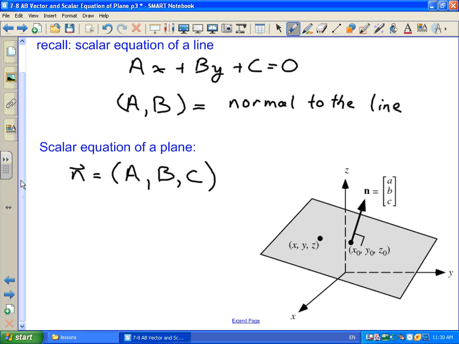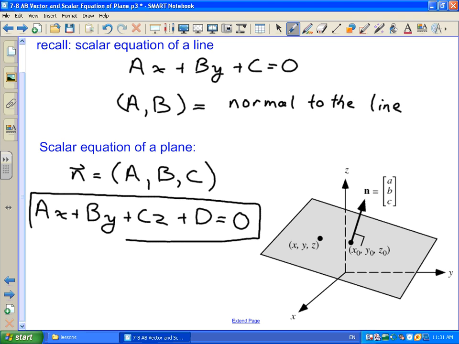The scalar equation of the plane is completely analogous to the equation of a line. We're going to have Ax plus By plus Cz, because now we're working in 3 dimensions. We've got x, y, and z. So we need another letter here, capital letter D, to be that constant that c was before. And there's our scalar equation, with A, B, and C being the normal to the plane.